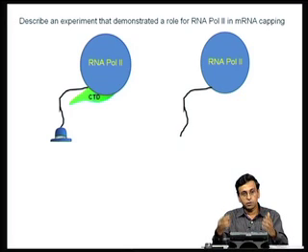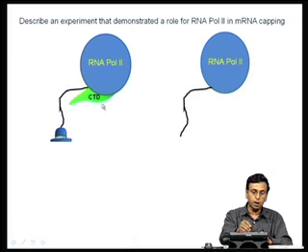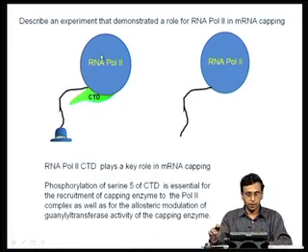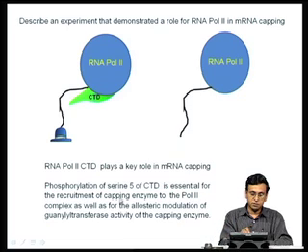So, using these kinds of in vivo experiments, people have clearly demonstrated that the C-terminal domain of RNA polymerase II plays a very important role in pre-mRNA processing. For example, the phosphorylation of serine 5 of the C-terminal domain is essential for the recruitment of the capping enzyme to the polymerase II complex, as well as for the allosteric modulation of the guanylyl transferase activity of the capping enzyme.